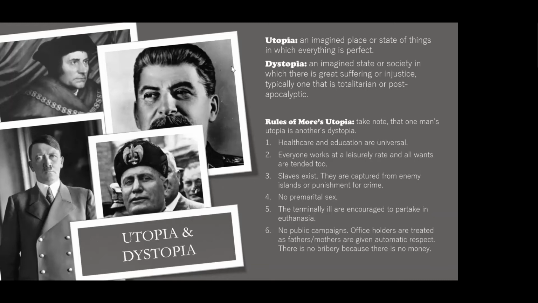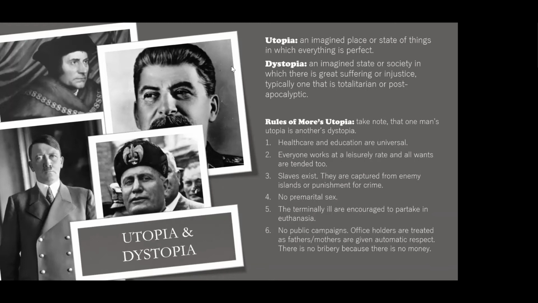There's no premarital sex. And the punishment for that is that you cannot get married if you're caught having premarital sex. You're not allowed to get married until you're 18 if you're a girl and 22 if you're a boy. The terminally ill are encouraged to partake in euthanasia. So again, a very kind of out there idea for this time period, that he recognized that when someone was sick and in pain, the better thing to do was to try to convince them to kill themselves.